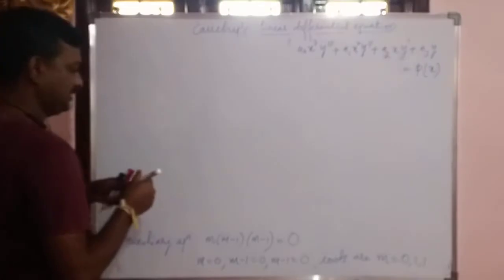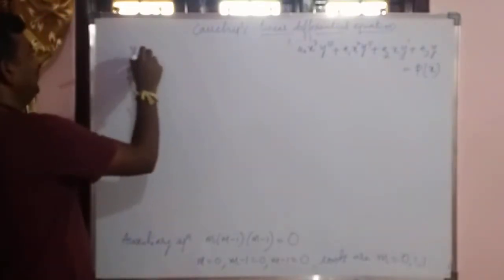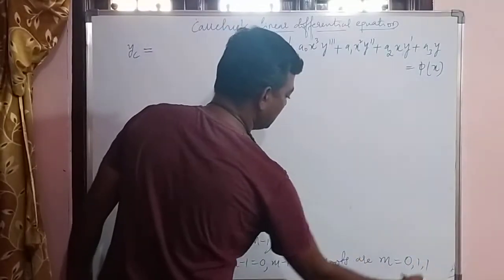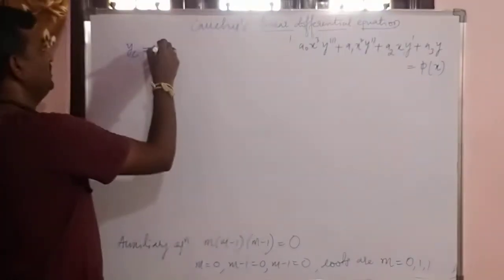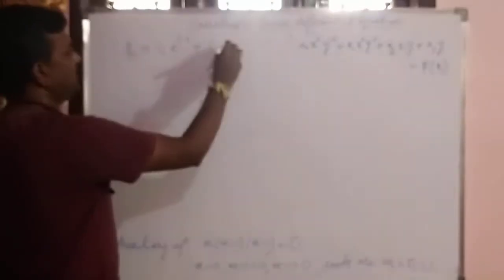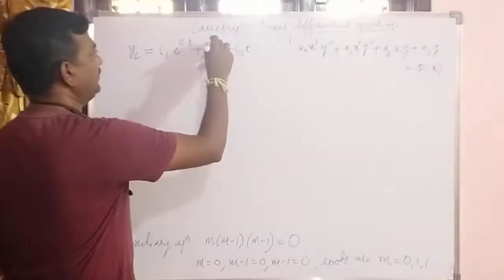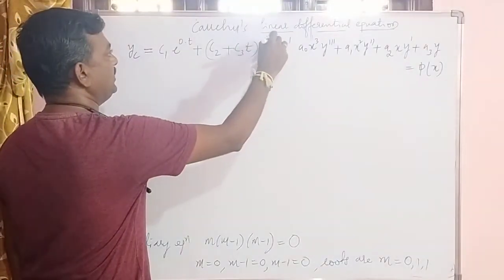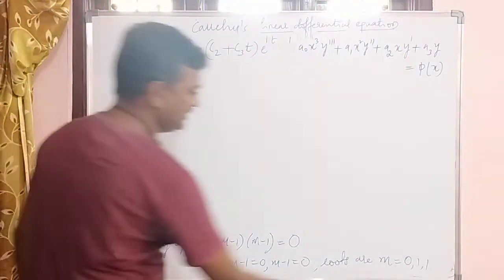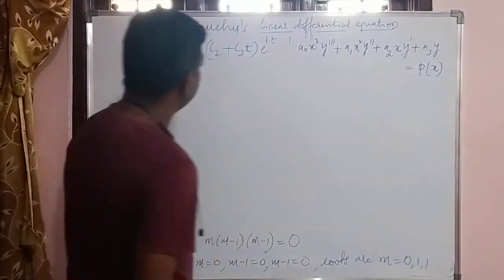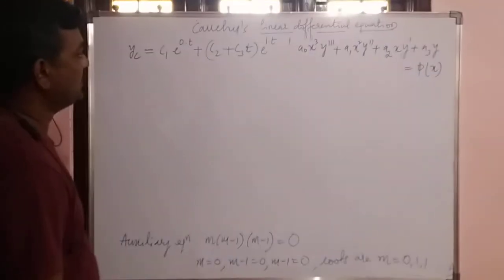What is the complementary function, student? yc, based on the roots. One is distinct, the other two are equal roots. For that, c1 e raised to 0 into t plus c2 plus c3 t into e raised to 1 into t. For the distinct root I have written separately. For the equal roots, c2 plus c3 t into e raised to 1 into t.